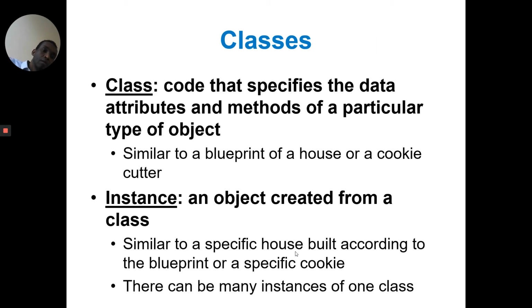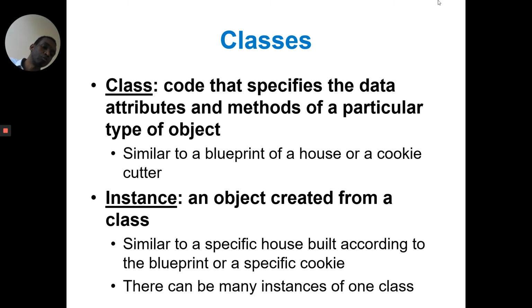Classes: code that specifies the data attributes and methods of a particular type of object. So it's code that specifies. You have the class, and then within that class, you would state the data attributes, or the state, and then the behavior, the methods.